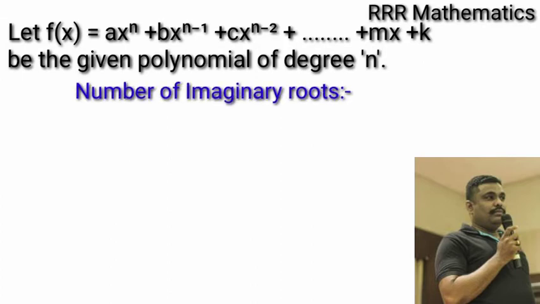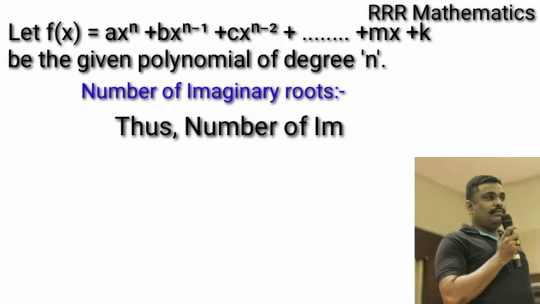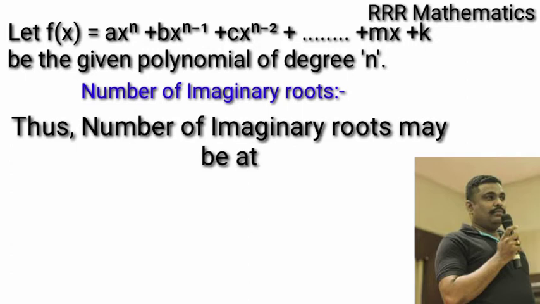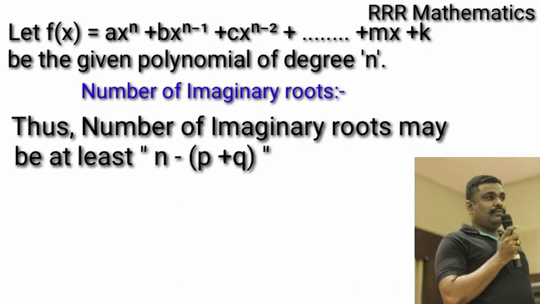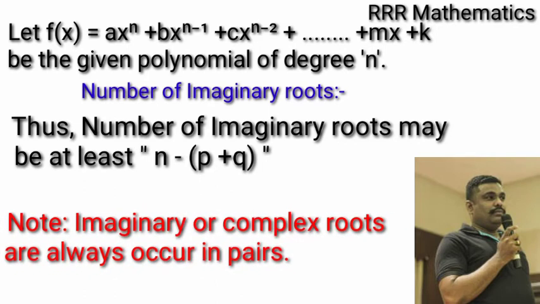Now, number of imaginary roots. In this case, the number of imaginary roots may be at least n minus (p plus q), where n is the degree of the given polynomial, and p and q are the utmost values of positive and negative roots respectively.